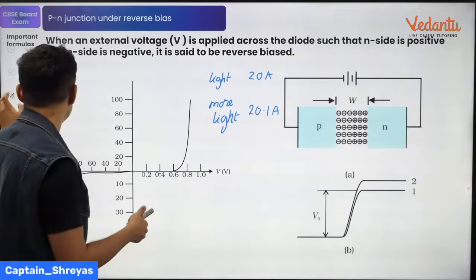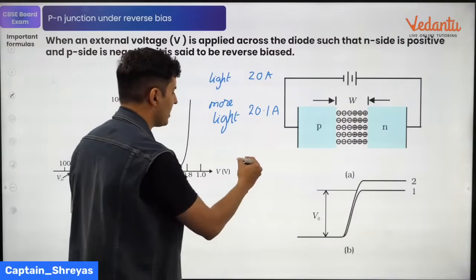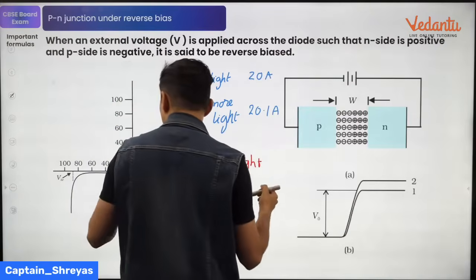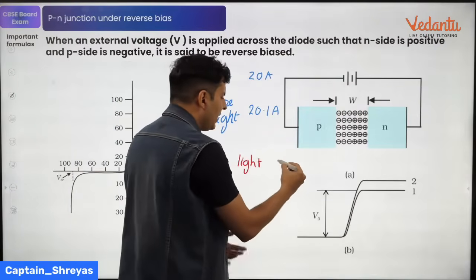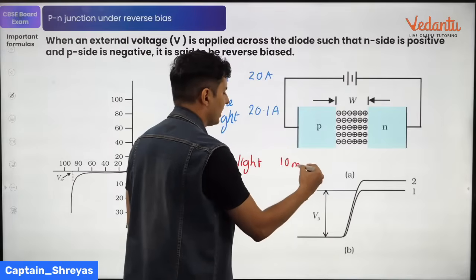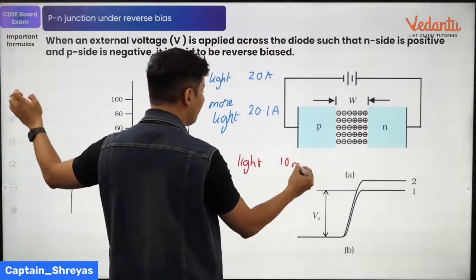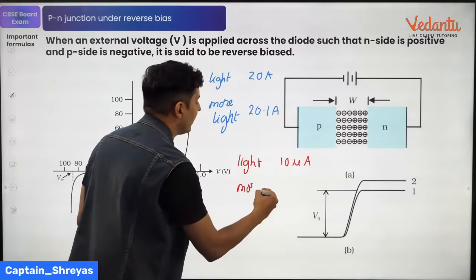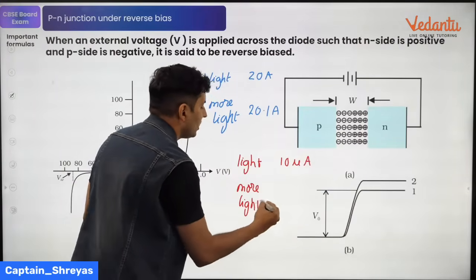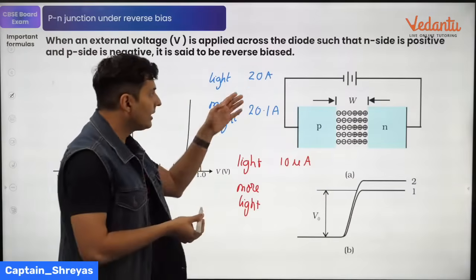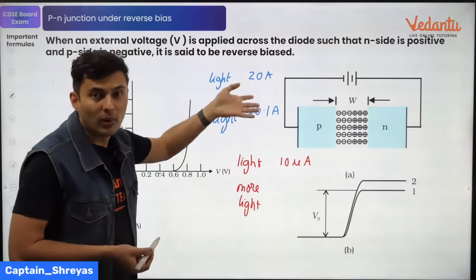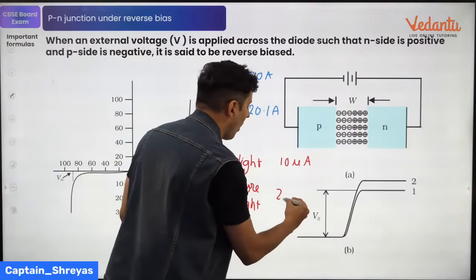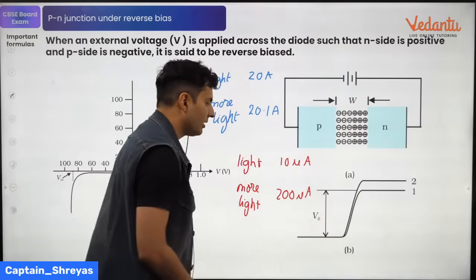Now, imagine another situation where it is in reverse bias. Some light is falling onto it. Very small current will flow, maybe just 10 microamperes, very, very small current, guys, 10 microamperes. Now you increase the light, more light. Now the current increases. Here it changed by 0.1 ampere, right? Imagine such a change happens here. Like maybe it becomes 200 microampere, example.